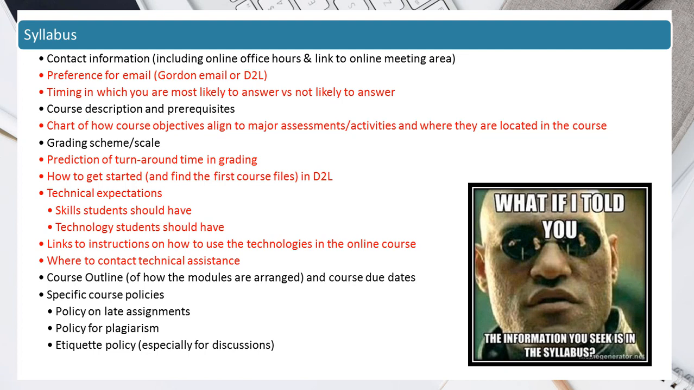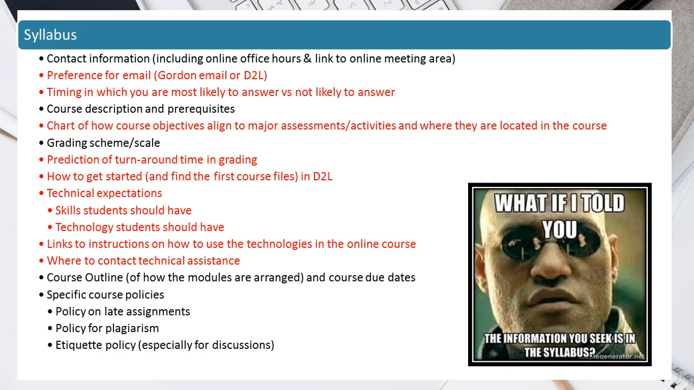So, of course, you'll have the course description and the prerequisites. You also want to include the chart that we have just built with the course objectives aligned to the assessments, aligned to the activities. You want to make sure to have that in the course. Then you'll have your grading scheme as well as the prediction of the turnaround time in grading.